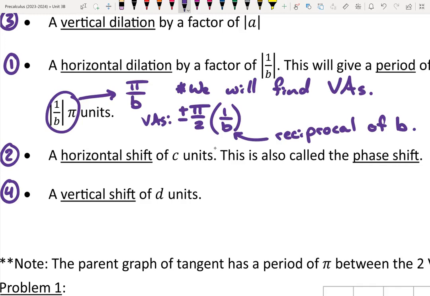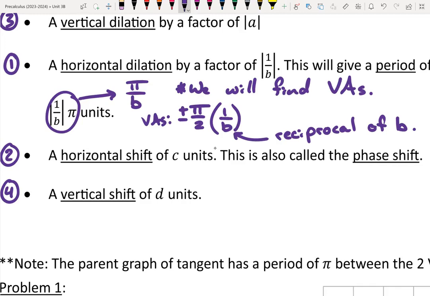We're going to find those vertical asymptotes and then cut that period between the vertical asymptotes into quarters, half and then half again. And then second, we'll do our horizontal shift of C units. Remember that we also need to factor out the b, just like we did with sine and cosine. It's also called the phase shift, same as sine and cosine.